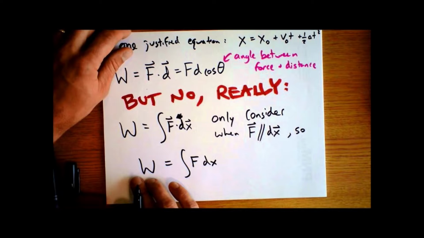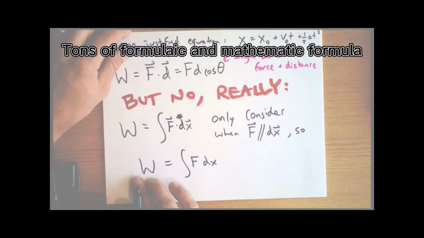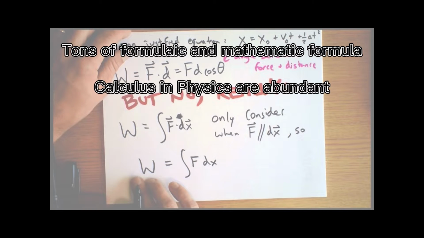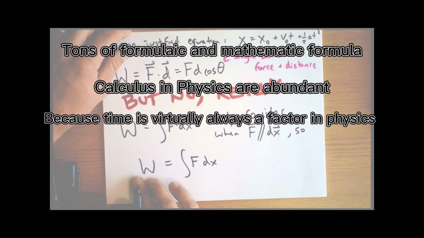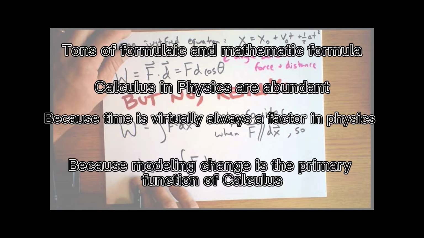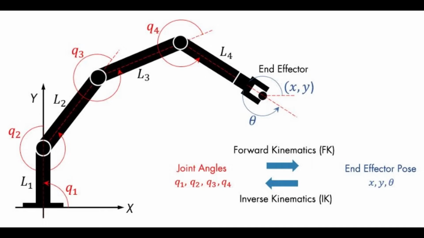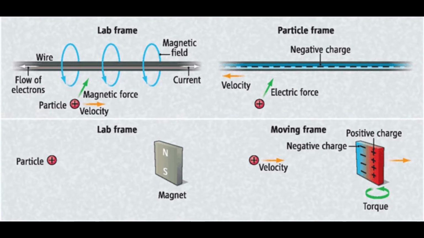In the world of physics, there are tons of formulas and mathematics in it. Besides, the applications of calculus in physics are abundant. This is because time is virtually always a factor in physics, and because modeling change is the primary function of calculus. The applications include all manner of kinematics, electrodynamics, fluid dynamics, and more. So let's take a look at a basic example of calculus in kinematics using go-karts.